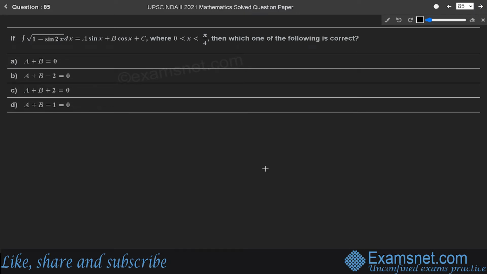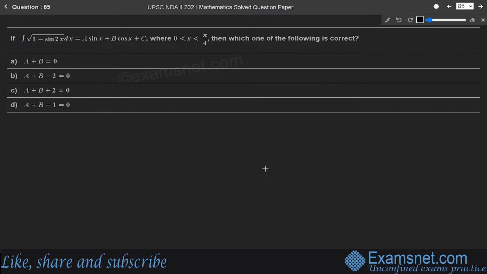Next question is a very interesting question. It is given that the integral of under root 1 minus sin 2x dx is equal to a sin x plus b cos x plus c, where x lies between 0 and pi by 4. Then which one of the following is correct?